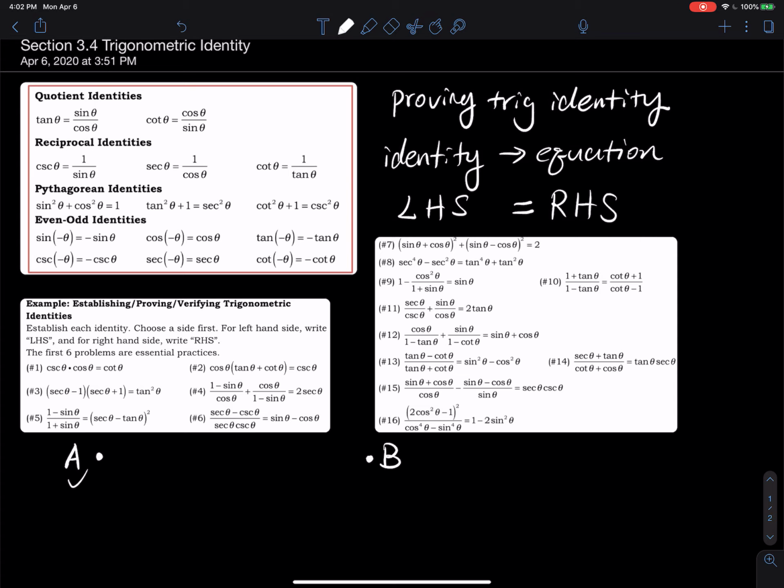For the Pythagorean identity, we have sine squared plus cosine squared equals 1, tangent squared plus 1 equals secant squared, and cotangent squared plus 1 equals cosecant squared. So let's go back to the proof. From point A to point B, you are going to do the math step by step, dot dot dot. You are doing algebra until you reach point B.